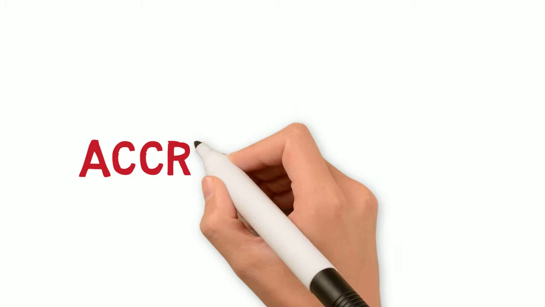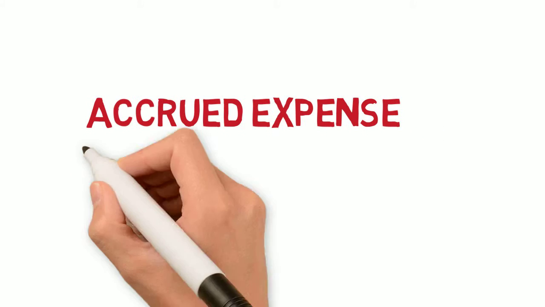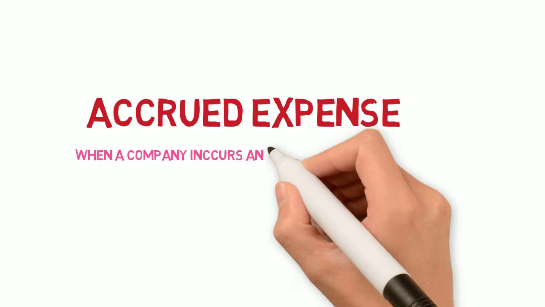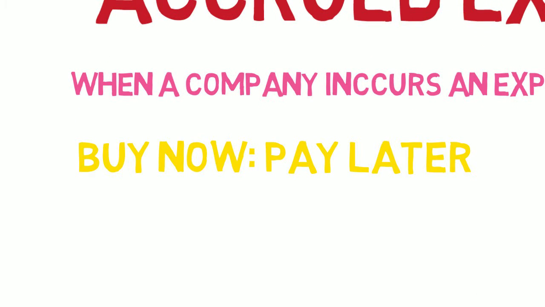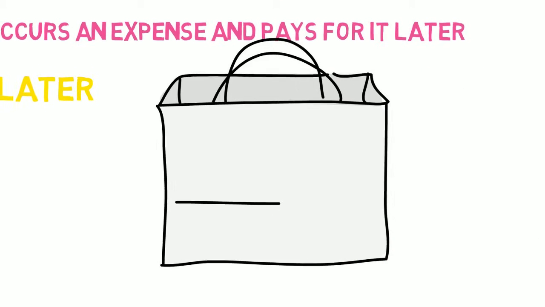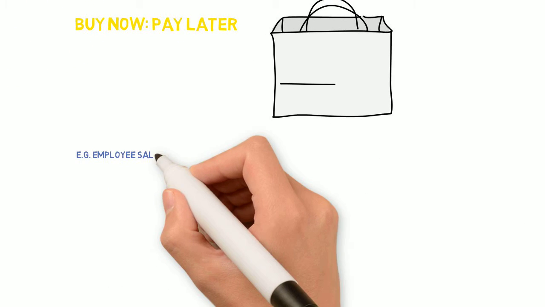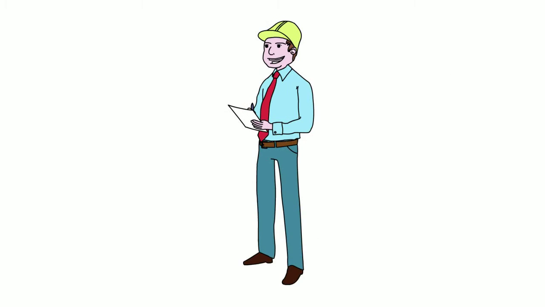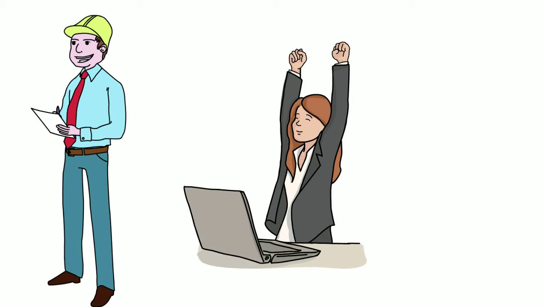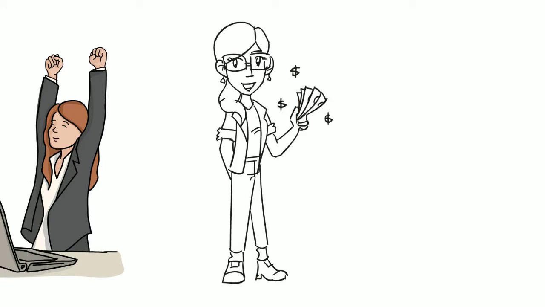Accrued expense, when a company incurs an expense and pays for it later. Buy now, pay later policy. An example: employers pay employees once they have completed the task or job. Completed the task, then receiving their wages.